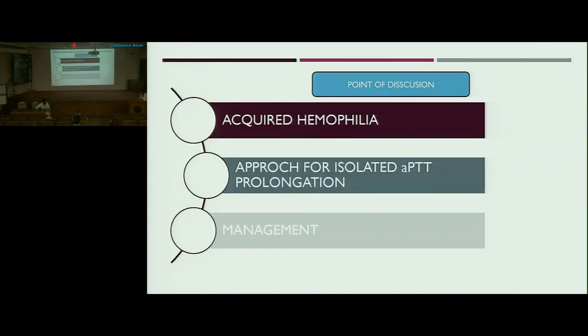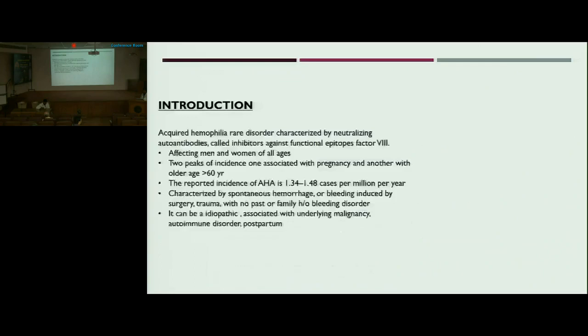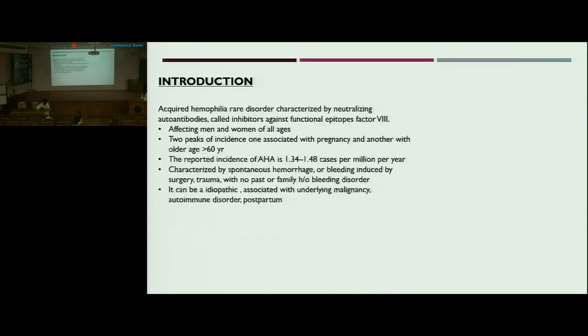Thank you, ma'am. The further point of discussion is acquired hemophilia and its management. An introduction: acquired hemophilia is an autoantibody-related inhibitor against the functional epitopes of factor 8, affecting men and women of all age groups. There are 2 peaks of incidence, in those older than 60 years and in pregnancy. The incidence is 1.34 to 1.4 cases per million, characterized by spontaneous hemorrhage or bleeding induced by surgery, with no prior or family history of bleeding disorder. It can be idiopathic or associated with an underlying malignancy or autoimmune disorder.